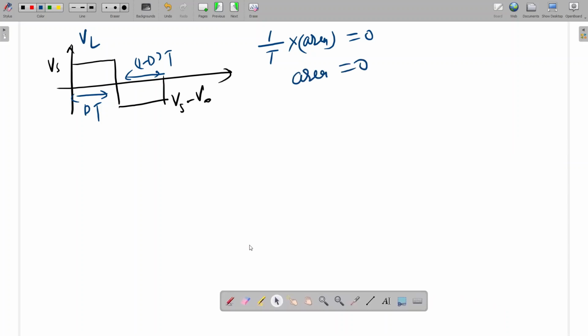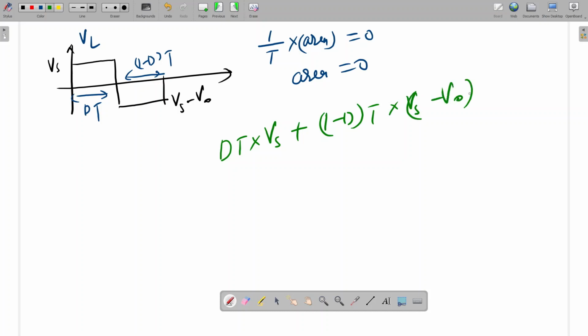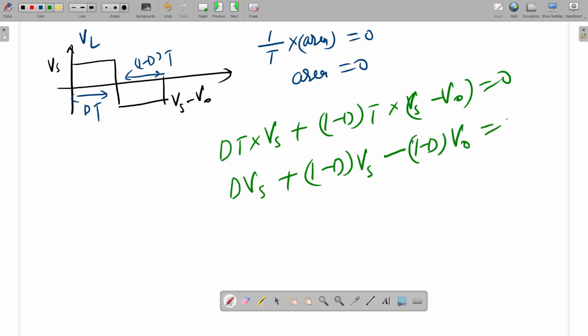So we can calculate the area here. What is the area for one period? This will be DT into Vs plus (1 minus D) T into (Vs minus V naught) is equal to 0. So I am going to simplify it. See, D Vs plus (1 minus D) Vs minus (1 minus D) V naught is equal to 0.